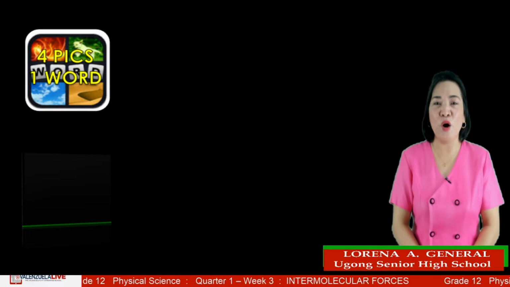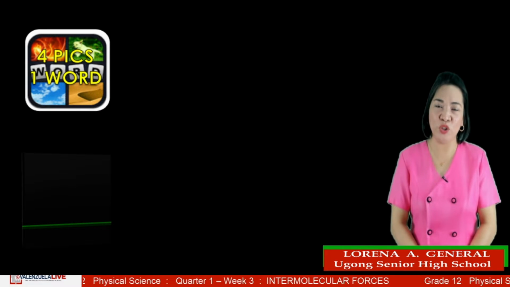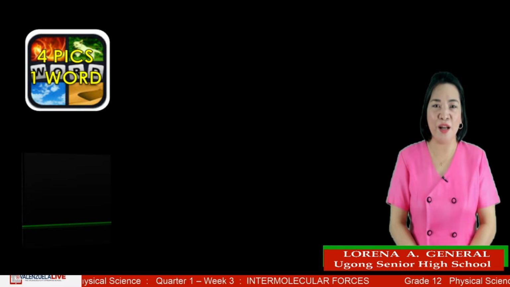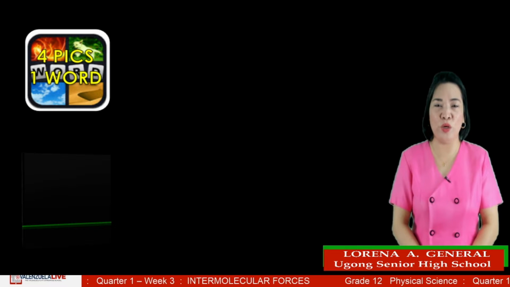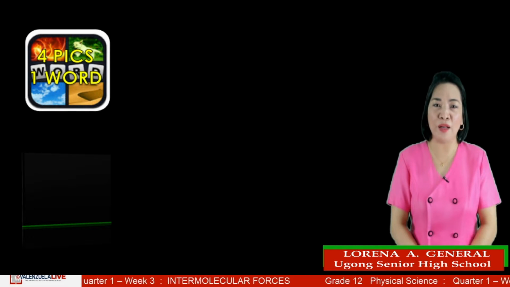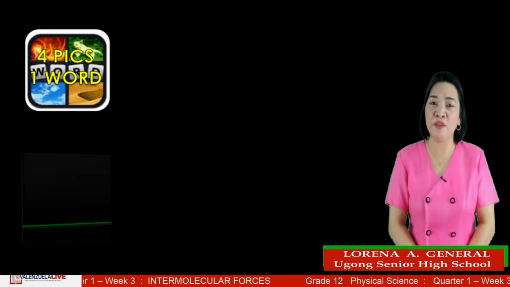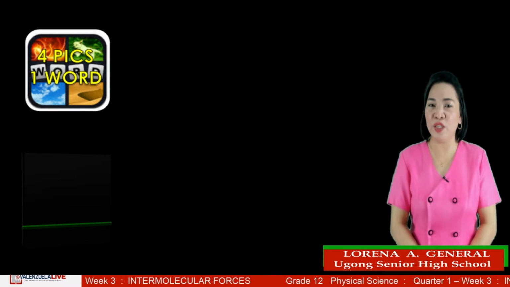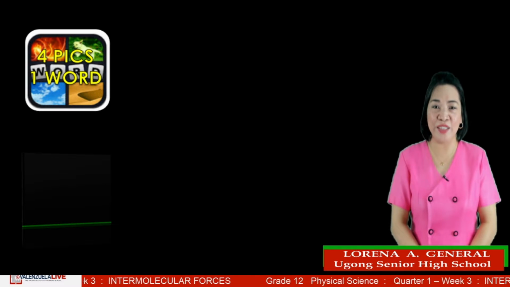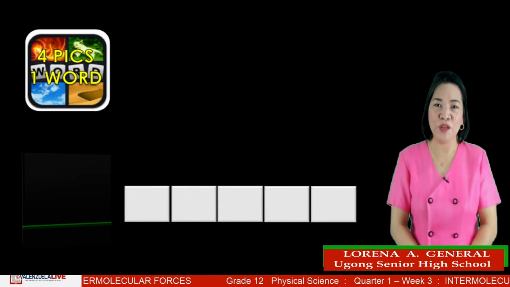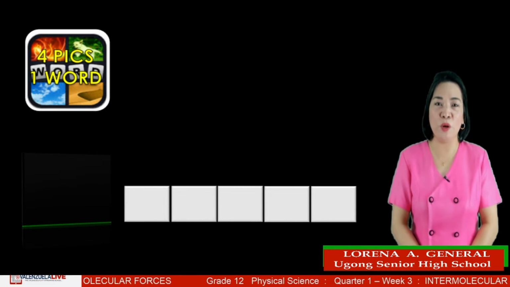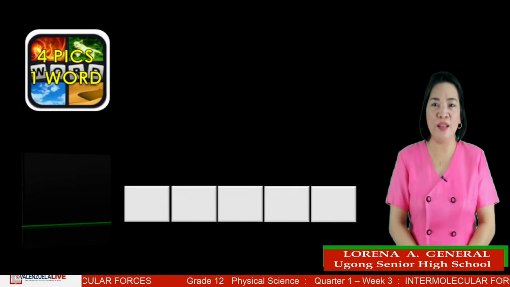But before we start, let us have a short game. It is entitled 4 Pics 1 Word. What you will do is to simply guess the word from the pictures and write your answer in the comment box. I'm only giving you 5 seconds to answer. So, are you ready, guys? Let the game begin. For the first word, it is composed of 5 letters.